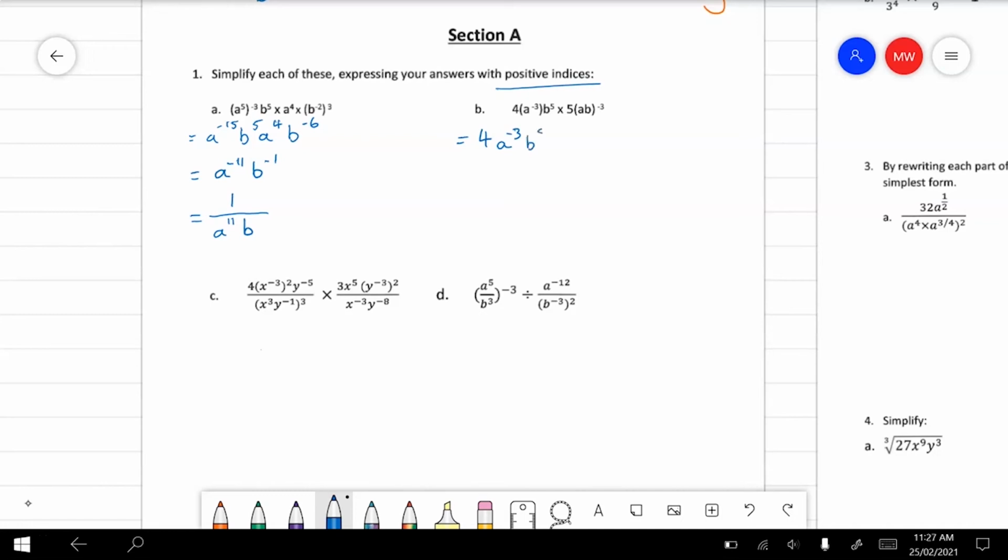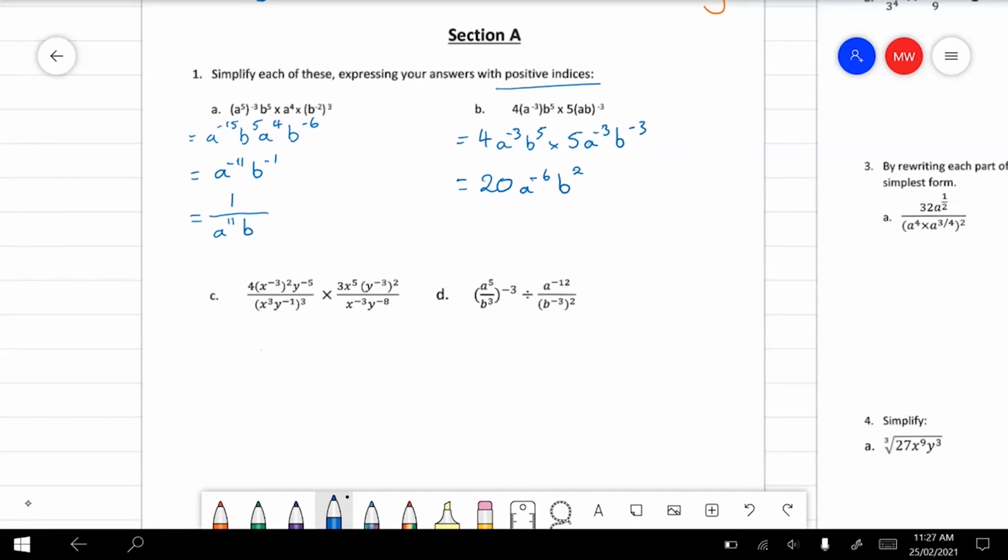We've got b to the 5, got the number 5, then we've got a to the minus 3 and b to the minus 3. Remember there's little ones here, okay, and they're getting multiplied by this negative 3. In the next line, we'll deal with the numbers first. We've got 4 times 5, which is 20, and then we've got a to the minus 3 and a to the minus 3, so minus 3 plus minus 3 makes minus 6. And then we've got b's, we've got 5, minus 3 makes 2.